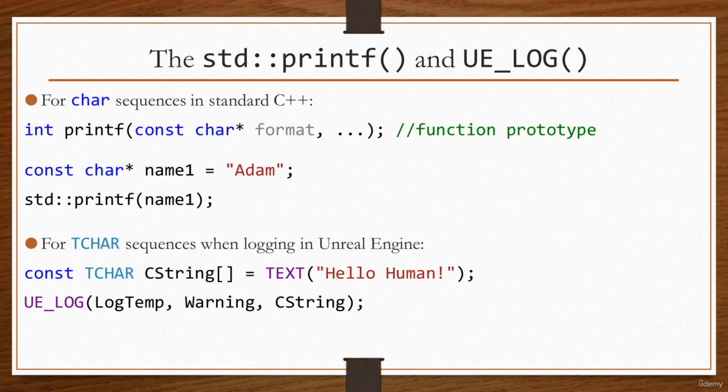I want to make some comparisons between the standard printf and the UE log. With the printf, we can pass in a character sequence. So we have standard printf, for example, and then we can pass in the name of some character sequence. I also have the function prototype here of the printf function, so we can see we can pass in a character sequence to that. Of course, the UE log is a bit more complicated because that is a macro, and that also takes in multiple arguments. It takes in a category name, verbosity, and then you will actually pass in your text in there as well. But here we can see we have a tchar sequence, so a tchar C string, and we can pass that into the UE log as well.